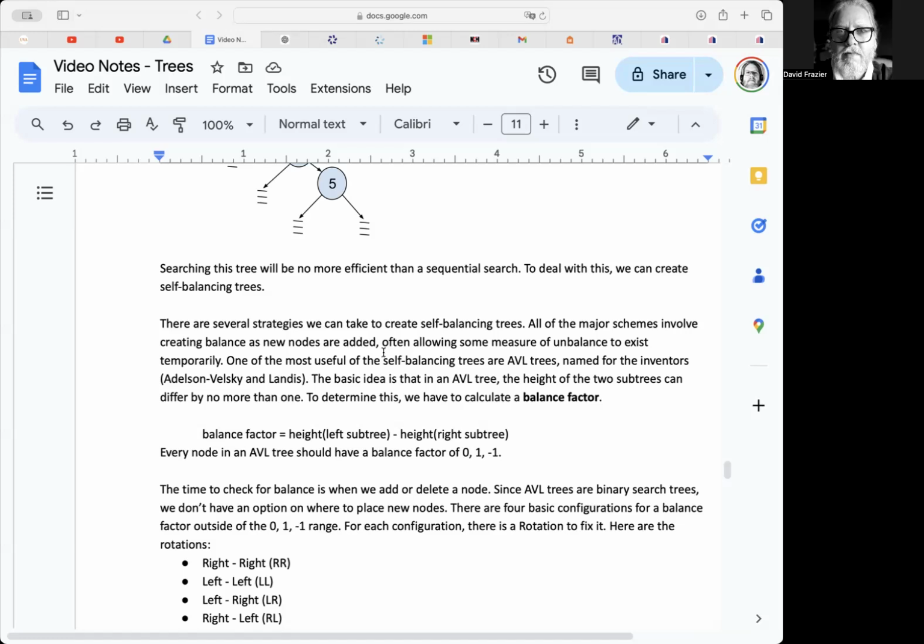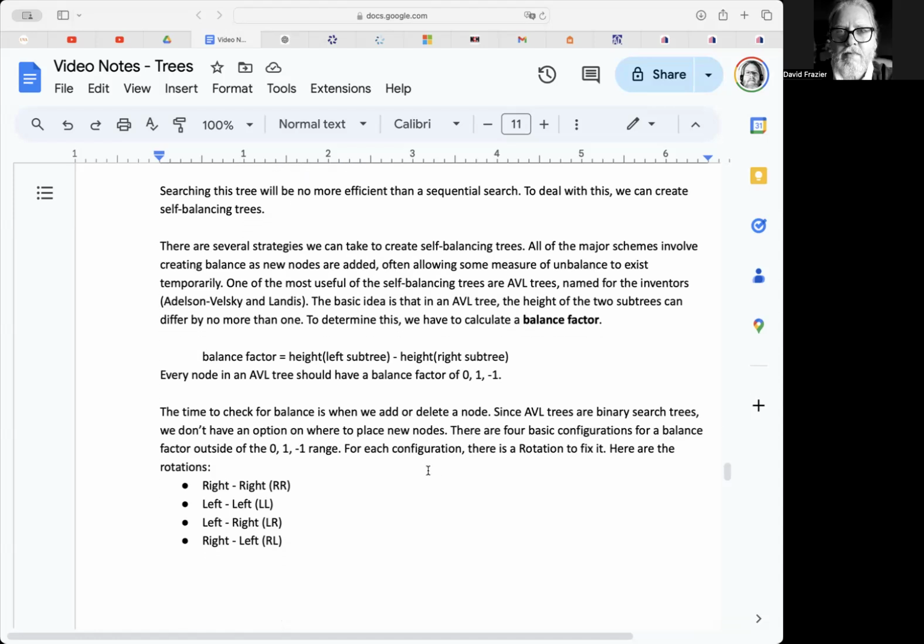Once we can calculate this balance factor, in code, in our struct for a node, the binary search tree node, we're going to add a balance factor. So every single node will be able to calculate its own balance factor. An AVL tree is balanced, at least in this way, mostly balanced. If we insert something or delete something, we have to make sure that we haven't upset the balance.